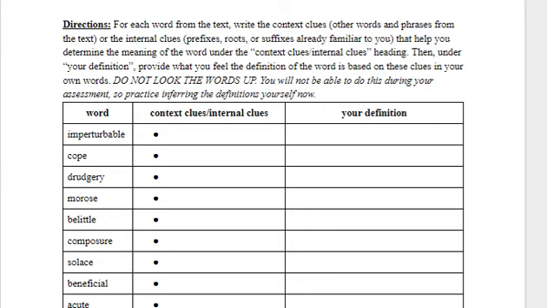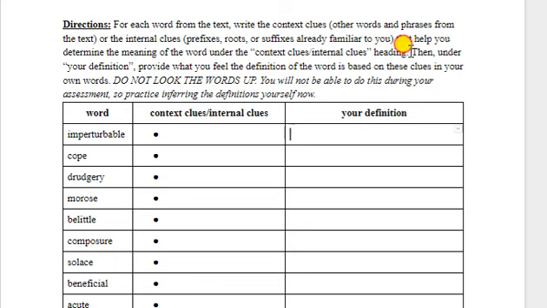It says, for each word from the text, write the context clues, which are other words and phrases from the text, or the internal clues, which are prefixes, roots, or suffixes already familiar to you, that help you to determine the meaning of the word under the context clues, internal clues heading. What does that sentence mean? Well, that means this heading right here is where you are going to put any type of clues from the text that surround the word over here that help clue you into what the meaning is, okay?